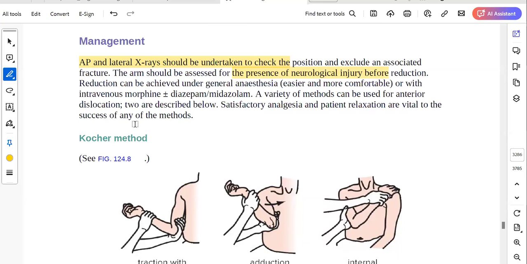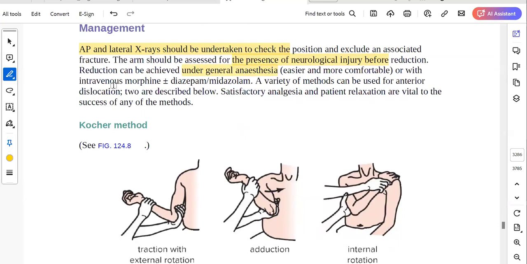And reduction is usually done under general anesthesia, or you can put the patient on IV morphine and diazepam. But many times, if it is really painful, you just put the patient to sleep and then relocate the shoulder joint. How to do the relocation?